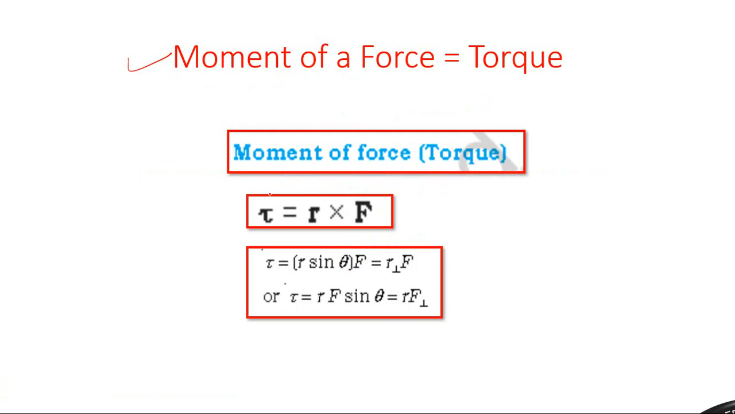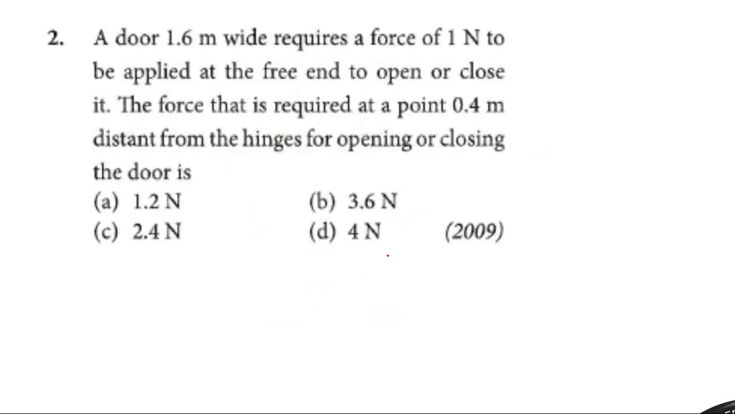In the previous videos I had explained this in detail. Moment of a force is also called torque. Torque equals R cross F. If you want the magnitude, it is R sin theta into F, or R into F sin theta. All these things we have learned. How do you apply that? Look here, there is a problem.